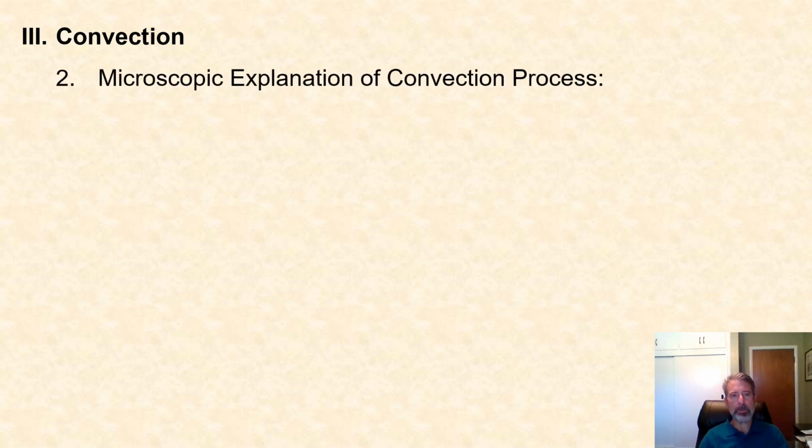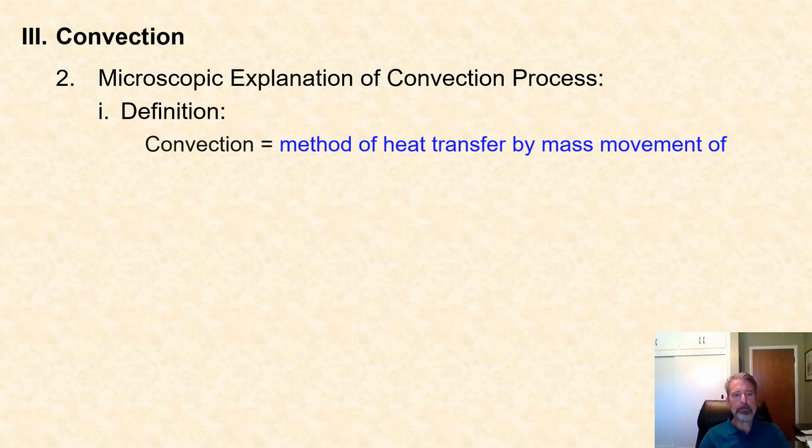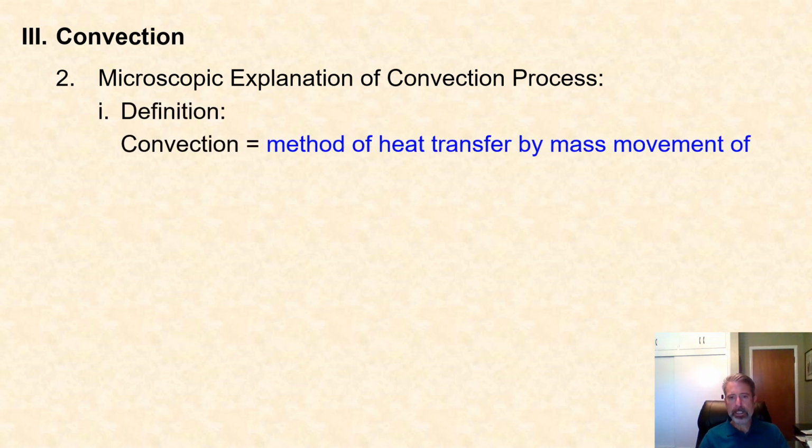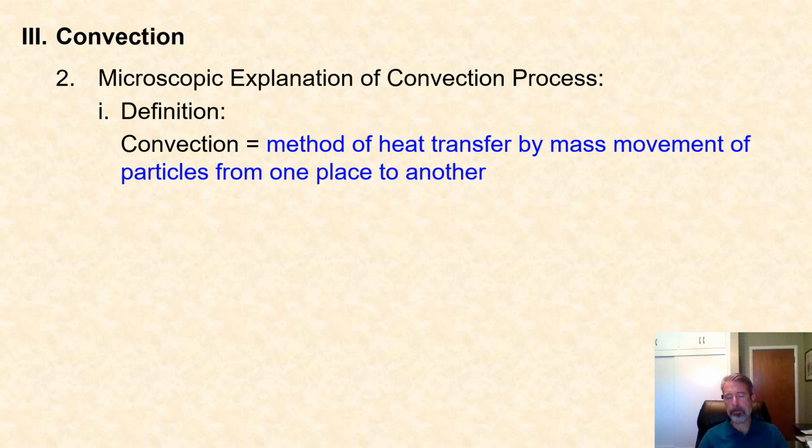So we will certainly come back and explain the demonstration after we talk a little bit about this method of heat transfer, convection. So if we try to understand the microscopic explanation of the convection process, we can say that convection is a method of heat transfer, really energy transfer, by the mass movement of particles from one place to another.